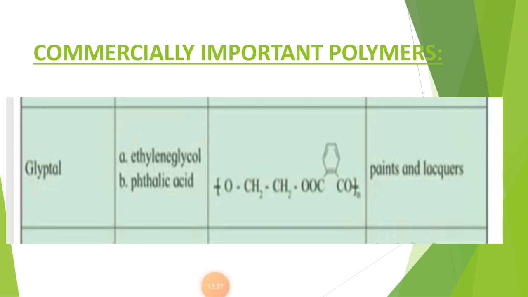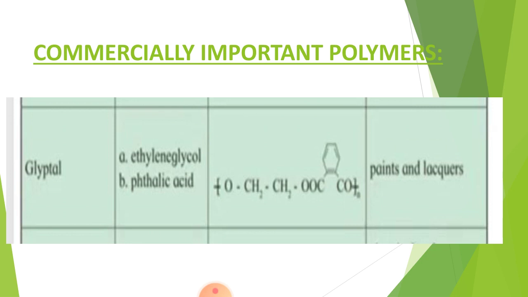The next polymer is Glyptal. Its trade name is Glyptal. Which monomers are we using? We are using ethylene glycol and phthalic acid. So here again it is a copolymerization process. We require two different monomers for the preparation of Glyptal.